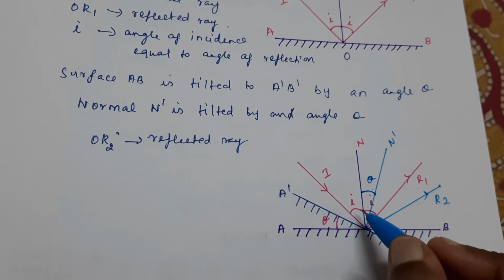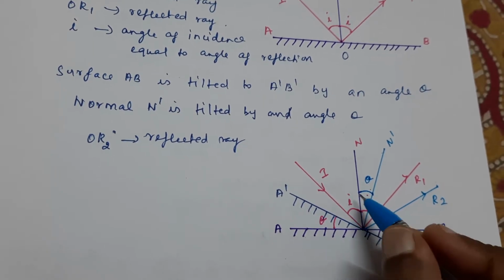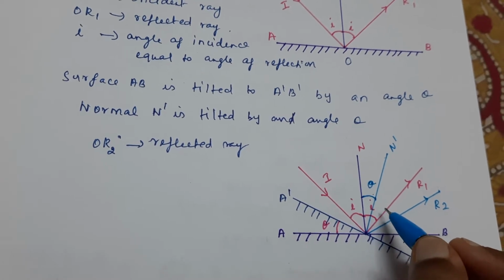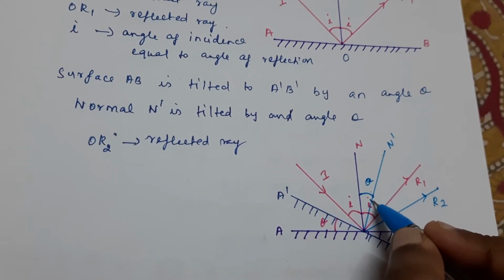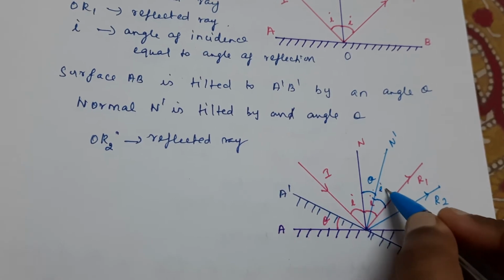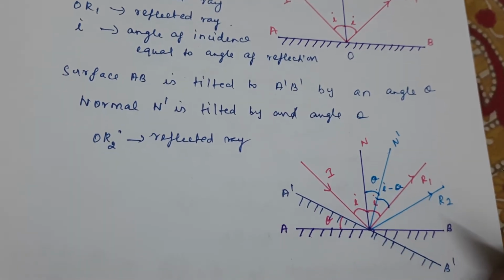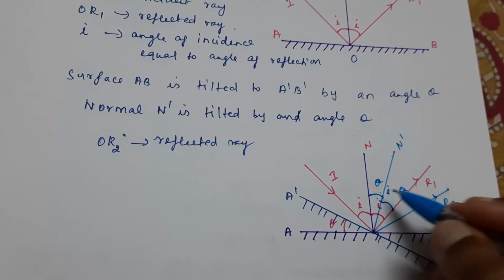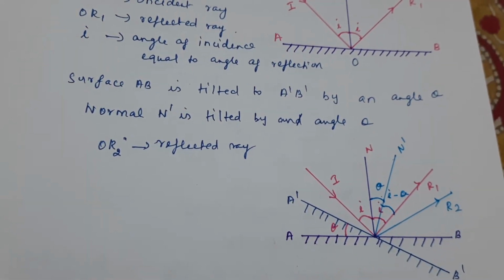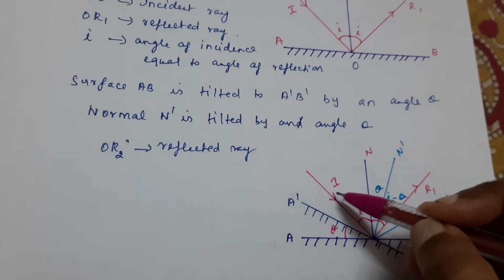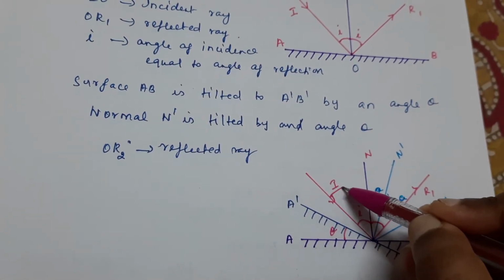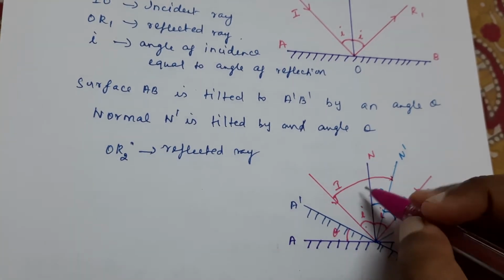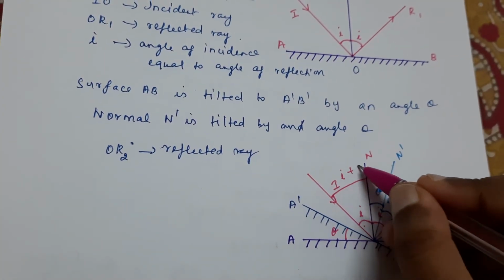Okay. Now here you can see this angle is I. This angle is theta. So what is this angle? So this angle is I minus theta. Okay. Now, what is the angle between I and N dash? So, this angle. This is I, this is theta. So, this is I plus theta.